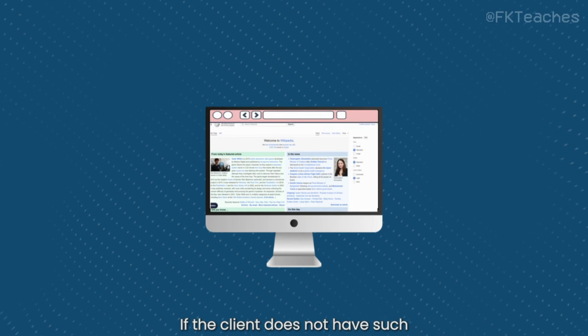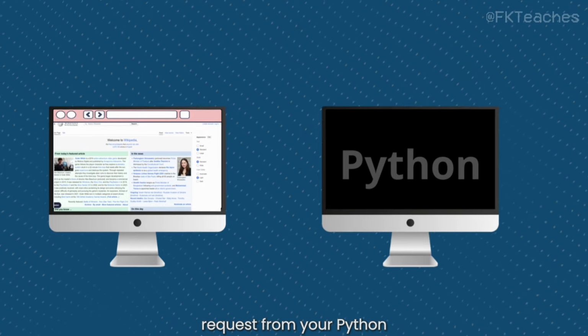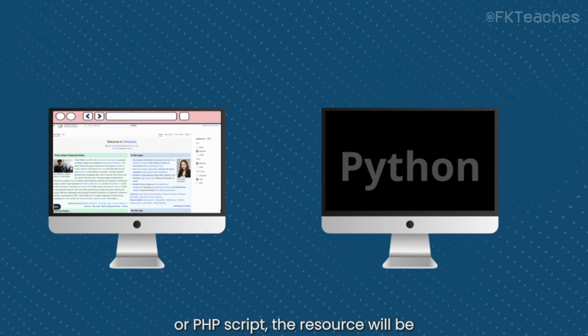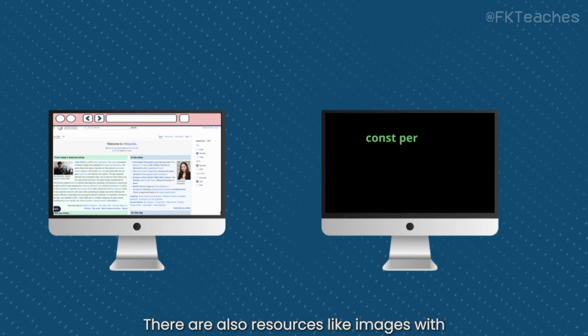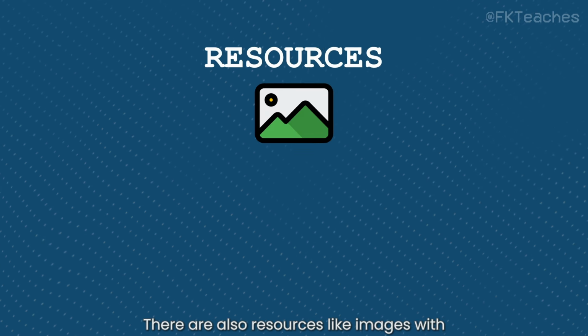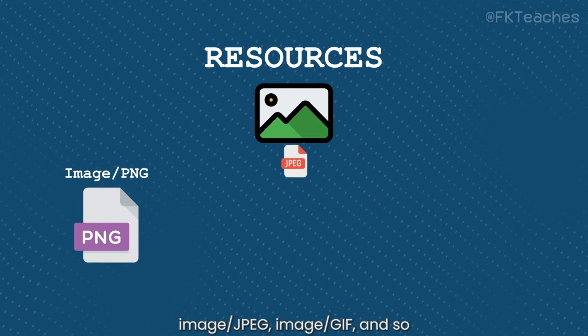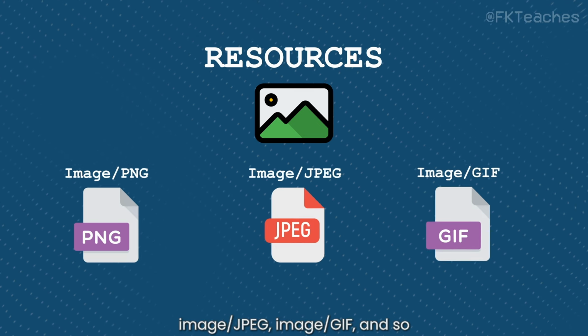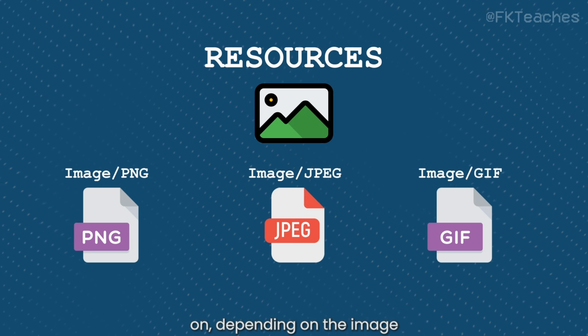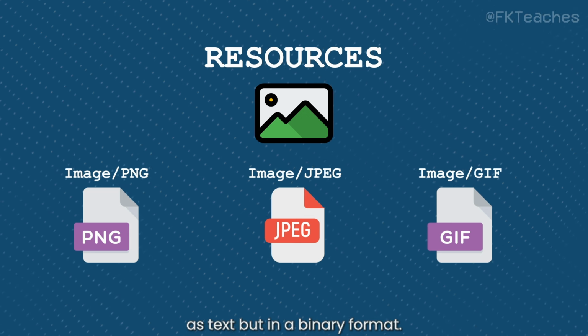If the client does not have such capabilities, such as when you make a request from your Python or PHP script, the resource will be returned as just text. There are also resources like images with MIME types of image/PNG, image/JPEG, image/GIF, and so on, depending on the image type, that cannot be returned as text but in a binary format.